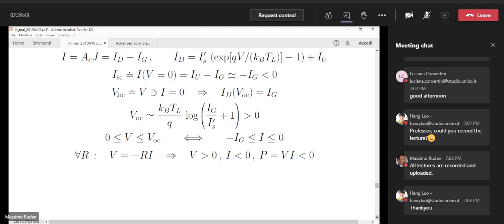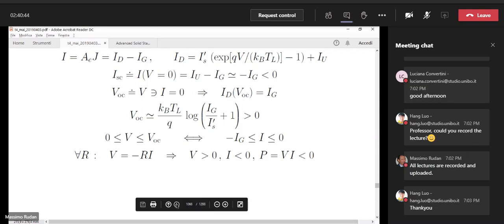The open circuit voltage is the voltage such that I is 0. And this can easily be calculated by inverting the characteristic. For any voltage between 0 and the open circuit voltage that is positive, the current is negative. And due to the form of the load, as you remember, the working point has a positive voltage and a negative current, so that the power goes from left to right.